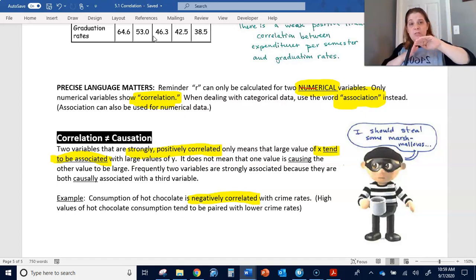So just because you see 2 things moving, even if it's very predictable, does not mean that one is causing the other. There might actually be a causal relationship with a variable you can't see at all. And later on we'll talk about how we can sort of prove causation. But for right now, we're just going to say there appears to be a relationship, there appears to be a correlation, but we're not talking about causation.